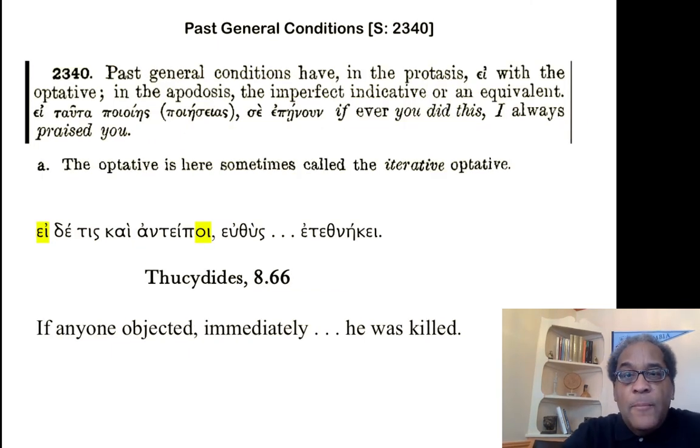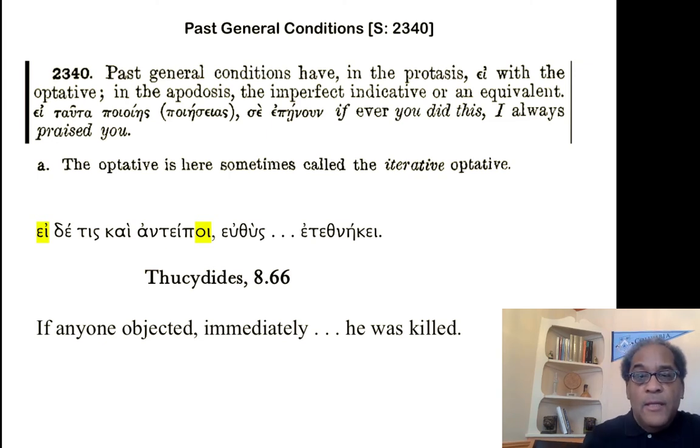Now, as for past general conditions, they have, in the protasis, ei with the optative, but in the apodosis, the imperfect indicative or its equivalent. Ei tauta poioes, se epenun. If ever you did this, I always praised you. This optative is sometimes called the iterative optative.